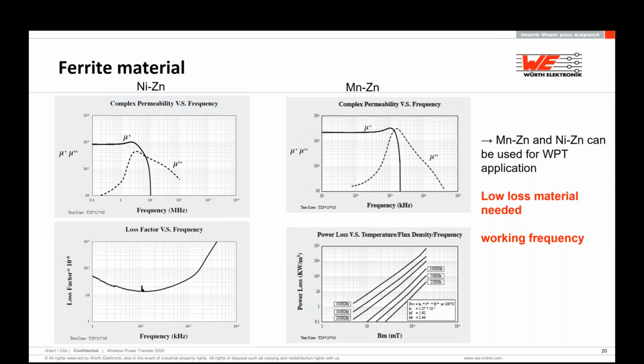So that means the Q factor is also a little bit lower, or the inductance. And if the inductance is lower, we have to wind more turns to achieve the same inductance. So according to the ferrite material, it's important to look for low loss materials, depending on your working frequency.